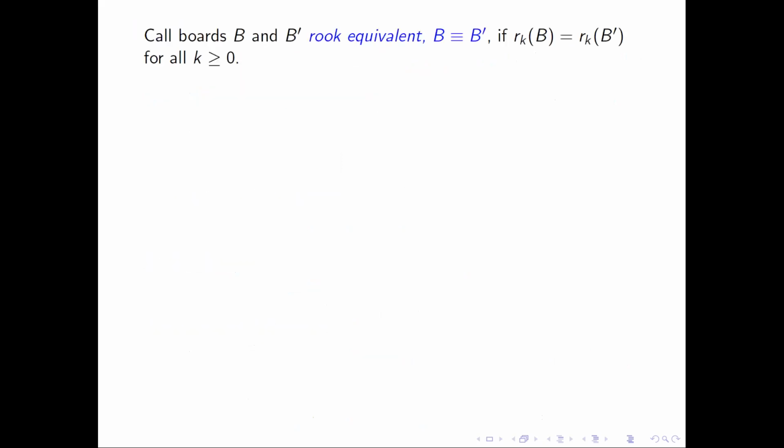So first of all, we call a couple of boards rook equivalent. These are Ferrers boards. We call them rook equivalent if all their rook numbers are the same. Okay, so the number of ways to place K rooks on B is the same as the number of ways to place K rooks on B prime. And we say that these two boards are equivalent. We write B and we put a little equivalent symbol here, B prime, if the number of ways to place K rooks on B is the same as the number of ways to place K rooks on B prime for all K equal to or greater than 0.